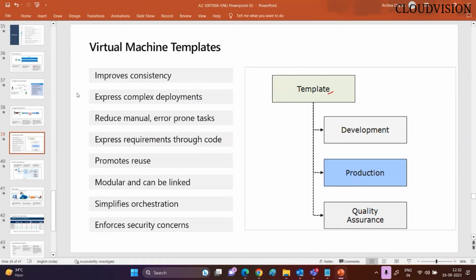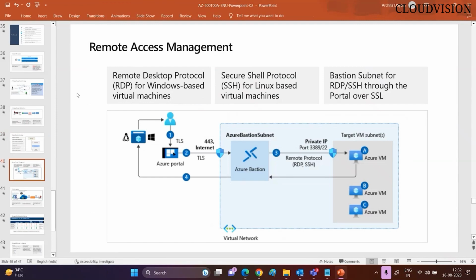Next we have, so we always prefer virtual machine templates to create your multiple hosts or multiple compute services. And not only for VMs, whenever we create any specific service, we actually use these templates. These infrastructure codes are used across various environments.